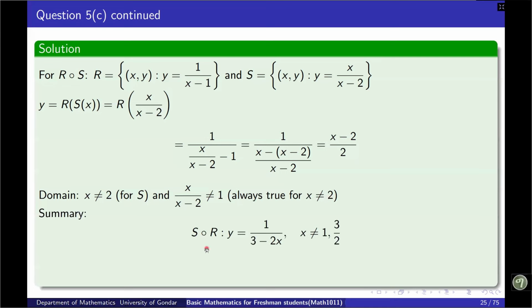Then S composite of R could be y is equal to 1 over 3 minus 2x for x different from 1 and 3 over 2, and R composite of S could be y is equal to x minus 2 over 2 whenever x is different from 2, will be the summary.